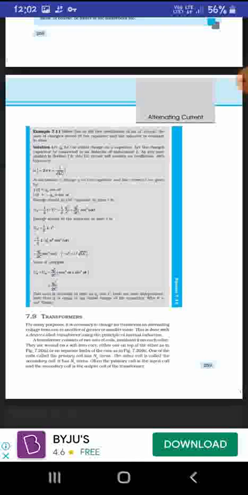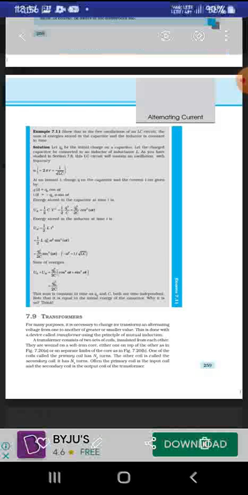So next is transformers. For many purposes, it is necessary to change an alternating voltage from one value to another, of greater or smaller value. This is done with a device called a transformer, using the principle of mutual induction. The transformer consists of two sets of coils, insulated from each other.